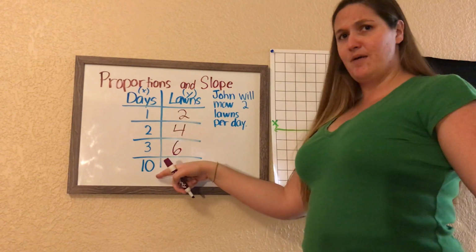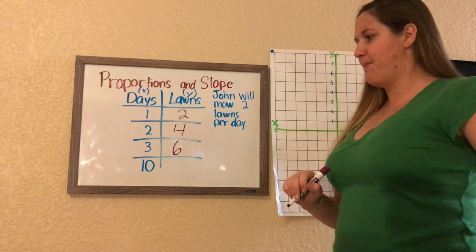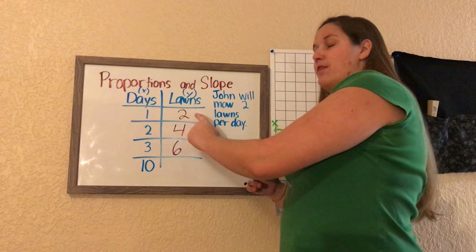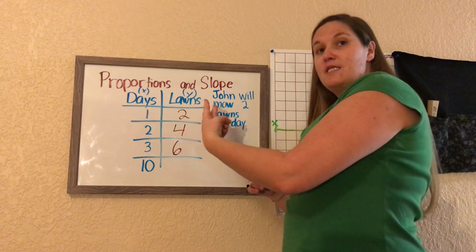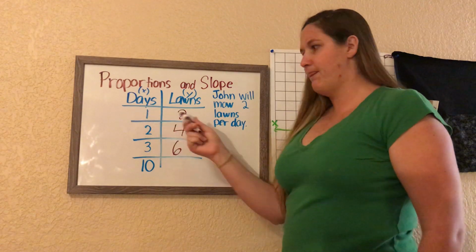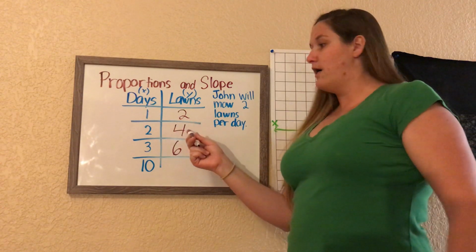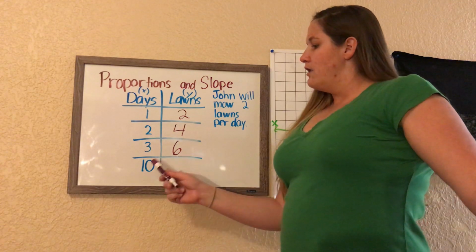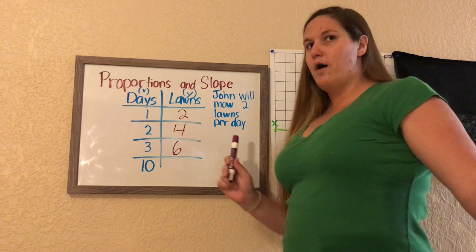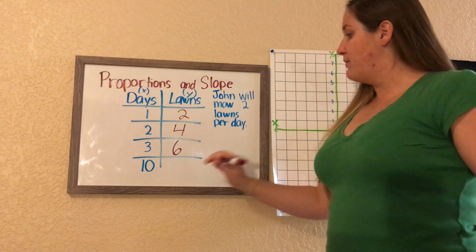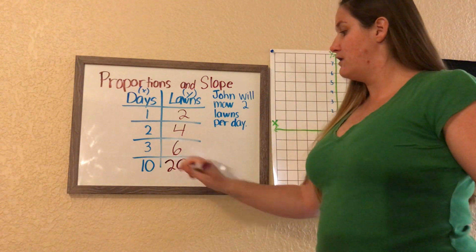Now notice that I skipped a bunch here and I went down to 10. Hopefully you're noticing a pattern that the lawn column is twice the value of the days column. 2 is 2 times 1, right? And 4 is 2 times 2. So now I'd say to myself, 2 times 10 is what? So after 10 days, John should be able to mow 20 yards.